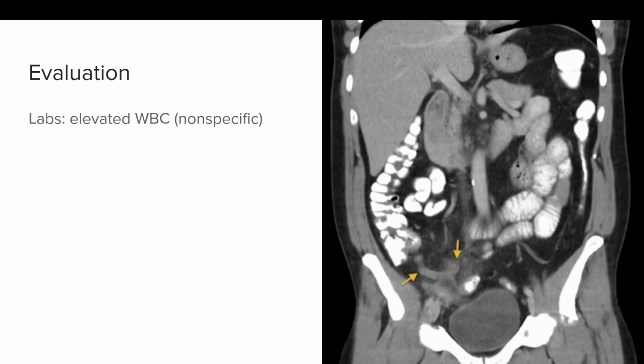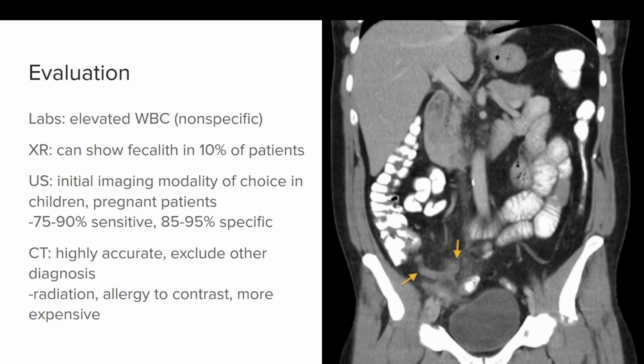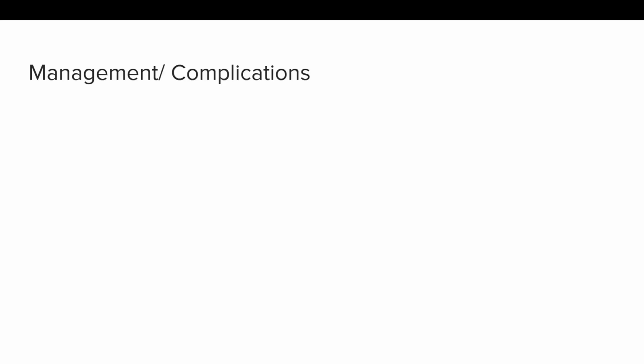Labs will typically show a non-specific elevation in the white blood cell count. X-ray was maybe used historically, however, now is not of much diagnostic yield. Ultrasound is probably the best choice in pregnant patients and children, as it is fairly sensitive and specific, however, it will often be non-diagnostic, and that can be limited by body habitus. CT is a much better test, broadly speaking, and useful to exclude other considerations like kidney stone or diverticulitis. You can evaluate the abscess better if there is one, etc. Downsides are radiation, allergy to contrast, and more expense.